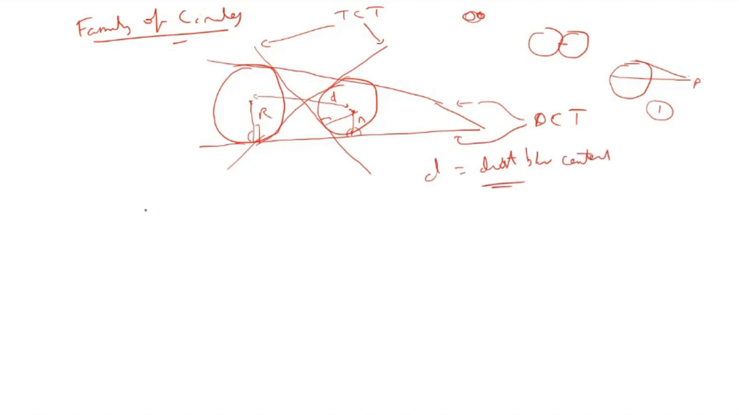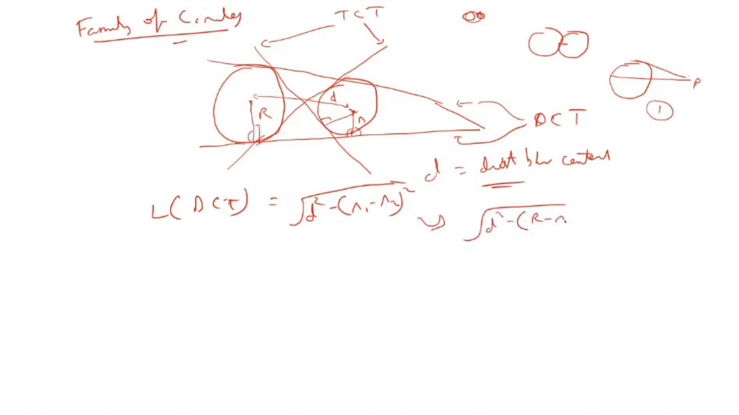The length of the direct common tangent for these two, which is basically this length and this length, is nothing but the square root of d squared minus (r1 minus r2) squared. In this case, it's d squared minus (R minus r) squared, the difference of the radii basically. This is the length of the direct common tangent. Please remember this.